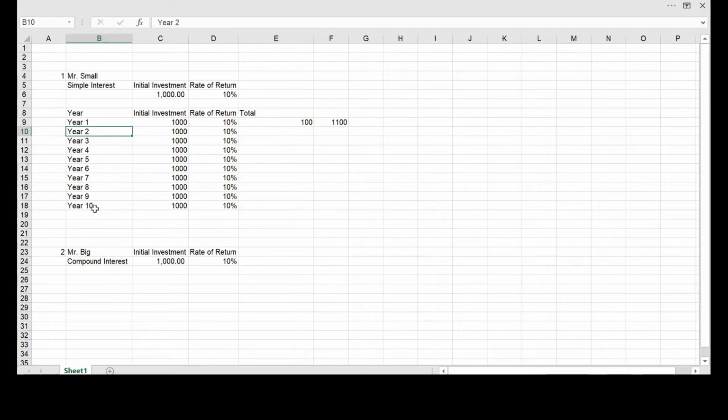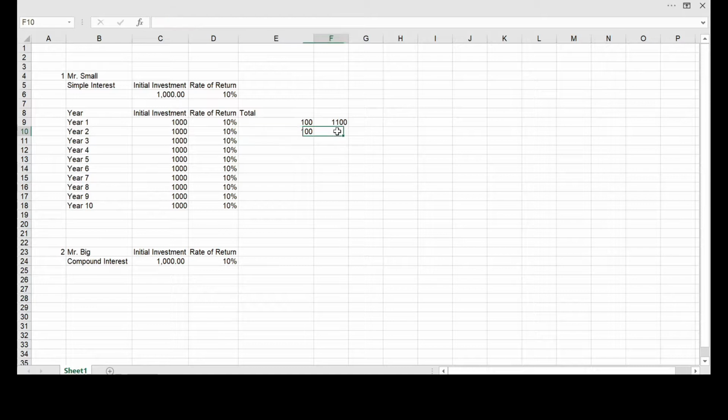So we do pretty much the same on the rest of the years, on the second year, third, fourth, and until 10th year. So we do the same. We calculate the investment again on the rate of return. So we do this again. We have another $100 on the second year of his investments.